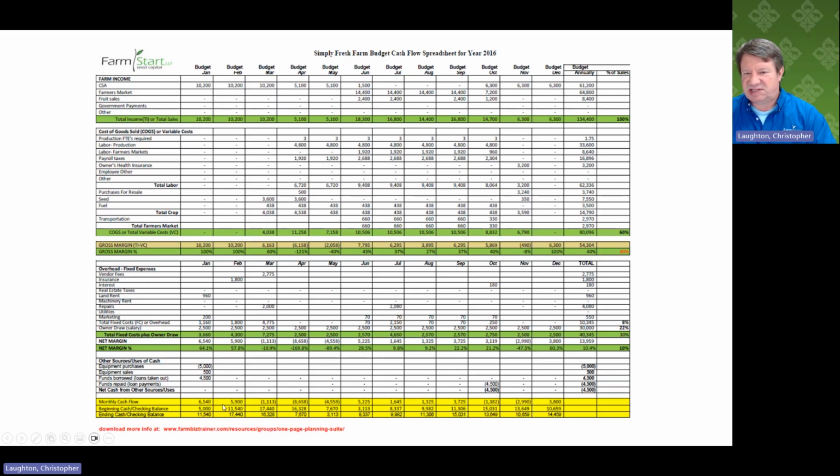And then here you can see the monthly cash flow. Some months it's positive, some months it's negative. But as a result, because of the way the business is budgeting, we end up the year with more than we started with, which is great.